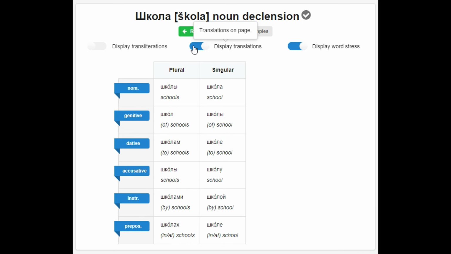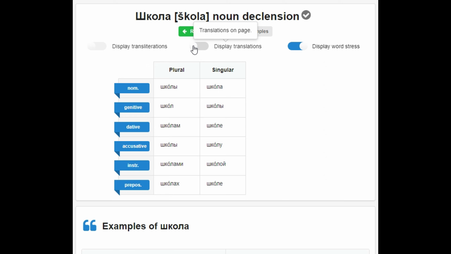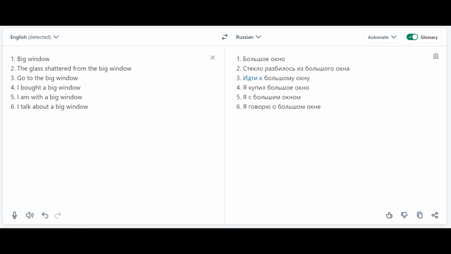At last, let's finish this concept with a neuter word like окно, which is window. As you can see, the modifications and endings for the word окно is different than школа because окно is a singular neuter word. Большое окно, стекло разбилось из большого окна, иди к большому окну, я купил большое окно, я с большим окном, я говорю о большом окне.